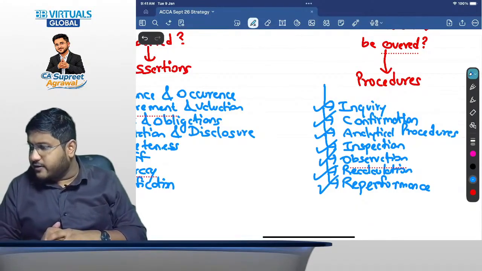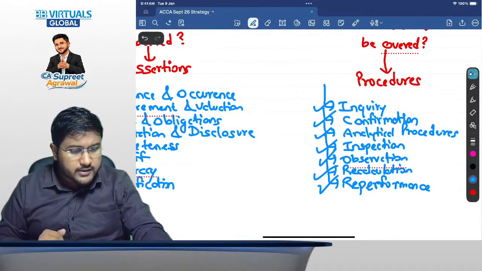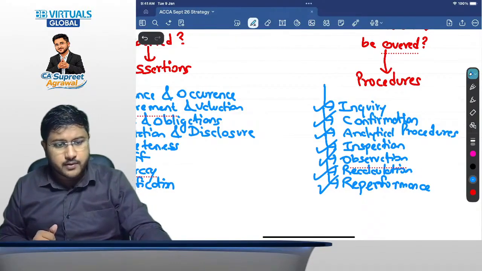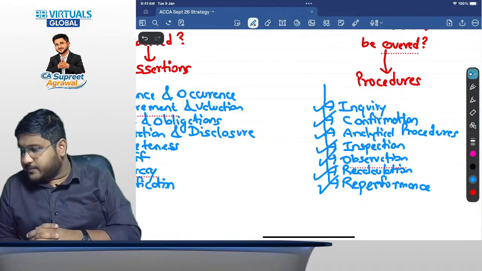Tell me, I can read your chats. Tell me, do you understand this method? Are you able to understand it?